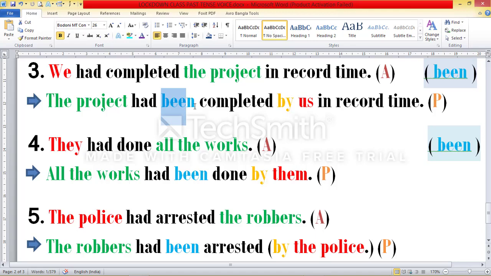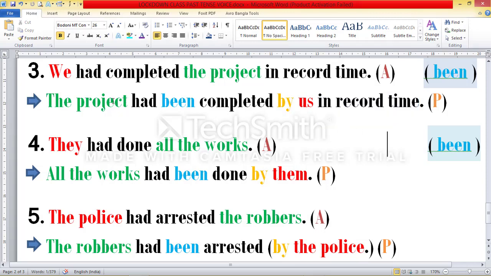So been has come. There is no other option here. You have to write been only. Then we have to write the third form of the verb, that is completed, which is already given. So we have written here completed after been. Then after the third form of the verb, we have to put the preposition by, which generally comes. Then we have to make the subject we, object as us. So we here has become us as object. Then we have to write the remaining part of the sentence. So, in record time.